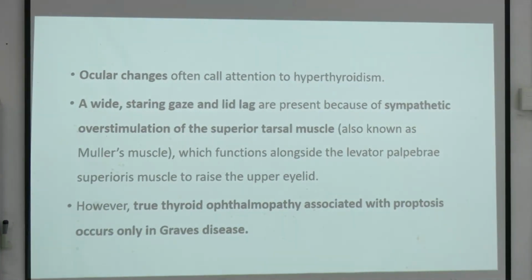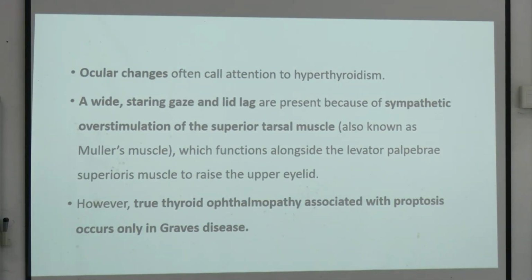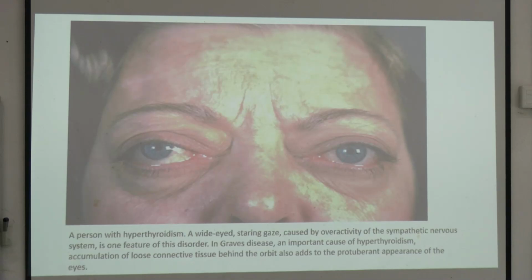Ocular changes often call attention to hyperthyroidism. A wide staring gaze and lid lag are present because of sympathetic overstimulation of the superior tarsal muscle. And there is also true thyroid ophthalmopathy associated with proptosis, which occurs only in Graves' disease. So this is a person with hyperthyroidism. You can see the wide-eyed staring gaze caused by overactivity of the sympathetic nervous system, and this eye is swollen. This is due to loose connective tissue accumulation behind the orbit. That's why this eye is swollen. It is a very important feature of hyperthyroidism or thyrotoxicosis.